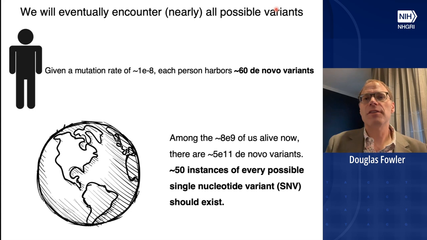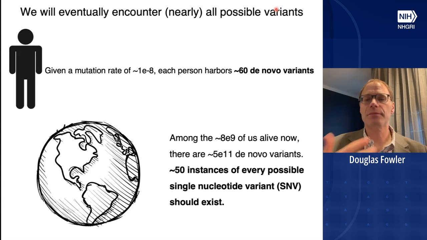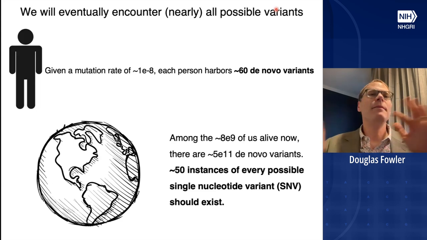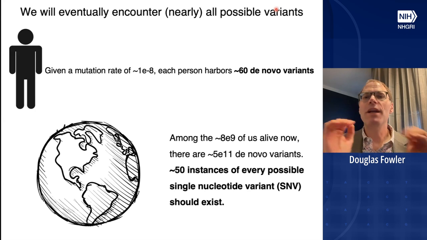The answer turns out to be pretty easy to at least put a bound on, because we know that the human mutation rate is about one mutation per 100 million nucleotides per generation. If you just do the math, that means that each one of us harbors on average 60 de novo variants. And since there are 8 billion people alive today, that means there's 50 instances of every possible single nucleotide variant. Many others, geneticists and others, have done this calculation before me, so it's not a new thing. But when I did it early in my faculty career, it totally blew my mind.